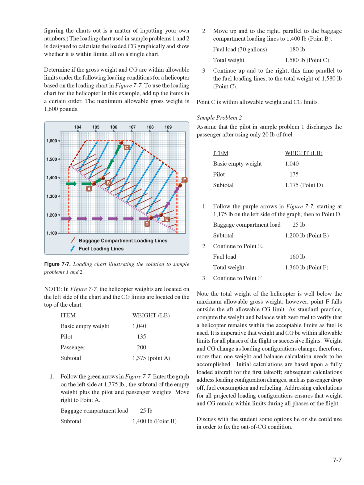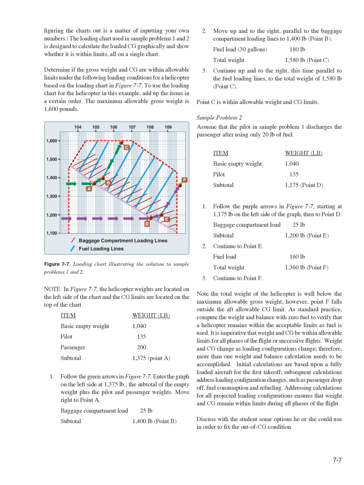1. Follow the green arrows in Figure 7.7. Enter the graph on the left side at 1,375 pounds, the subtotal of the empty weight plus the pilot and passenger weights. Move right to point A. Baggage compartment load 25 pounds, subtotal 1,400 pounds, point B. 2. Move up and to the right, parallel to the baggage compartment loading lines to 1,400 pounds, point B. Fuel load, 30 gallons, 180 pounds, total weight 1,580 pounds, point C. 3. Continue up and to the right, this time parallel to the fuel loading lines, to the total weight of 1,580 pounds, point C. Point C is within allowable weight and CG limits.